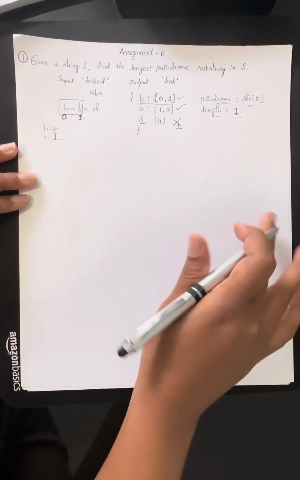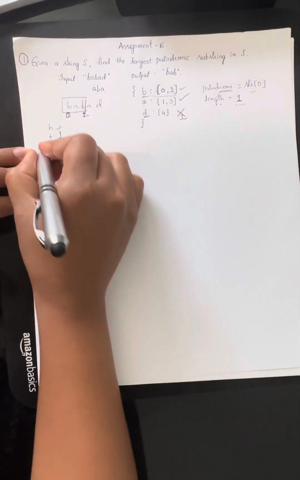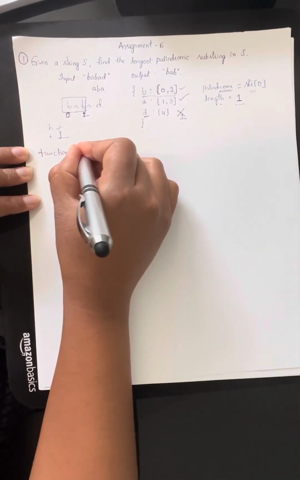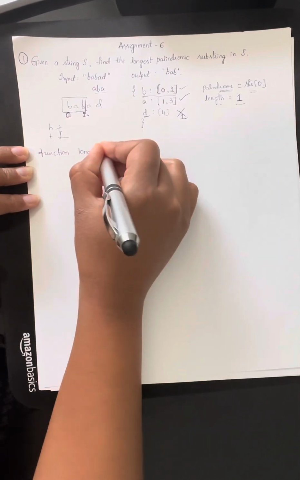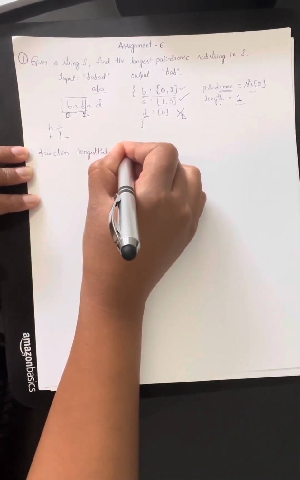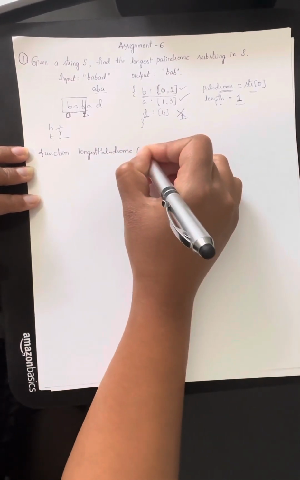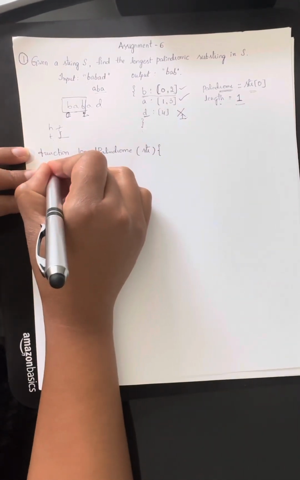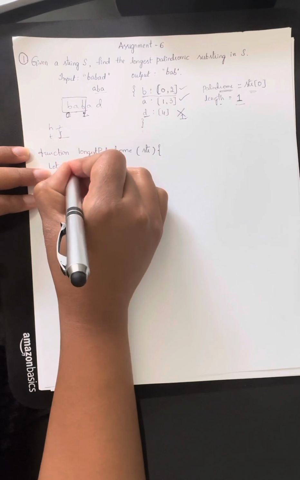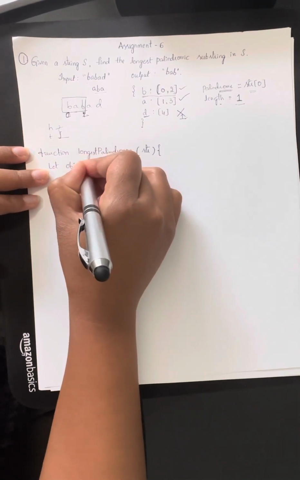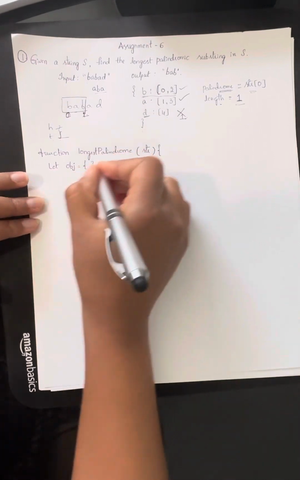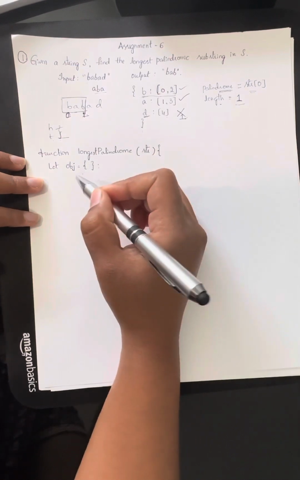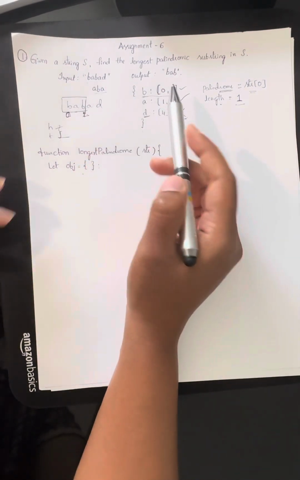So let's start writing the code for this. I'm writing a function called longestPalindrome, and the input for this is a string. So I'm declaring an object and initializing it to an empty object. So first I need to push all these letters to the object like this.